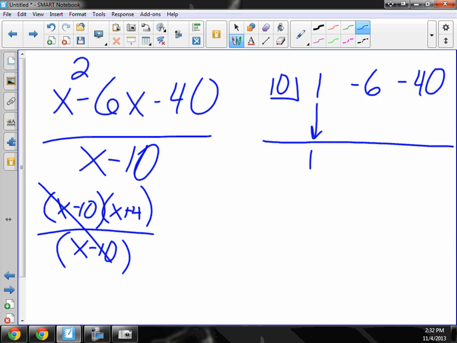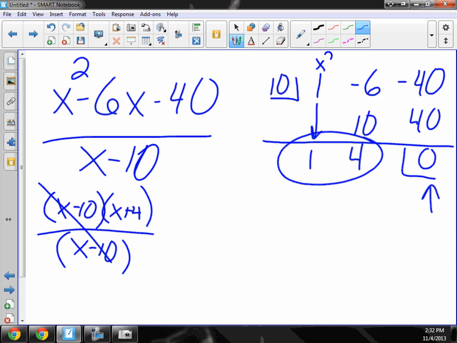10 times 1 is 10. Oh, did I mess something up? No, that's right. Sorry. 4. Then 10 times 4 is 40. What does that tell me? Remainder 0 means it went in evenly, or it means that x minus 10 is a factor of this quadratic. So it went in evenly. Well, what is the answer? I started with an x squared, so I must end with an x plus 4, which is what we got there.